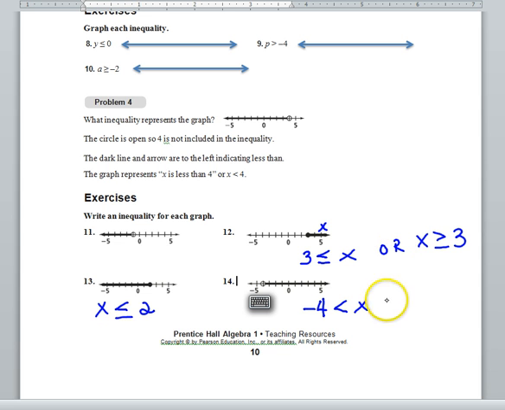Now, just like number 12, we could also write this x is greater than -4. And for number 13, we could write that 2 is greater than or equal to x. So for each of these problems, there's two ways to write the answer. Please, again, make a question mark next to any examples that you have questions on, and we will go over those first thing tomorrow in class.